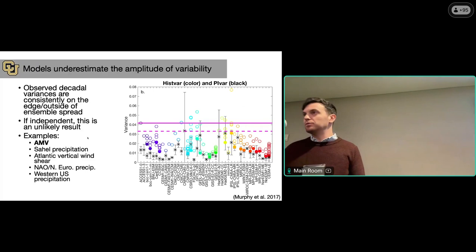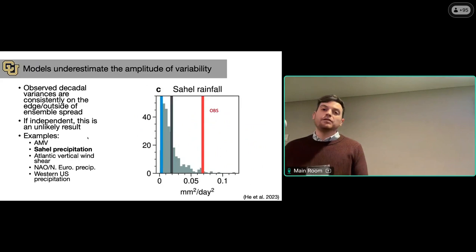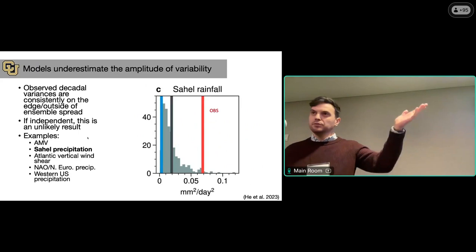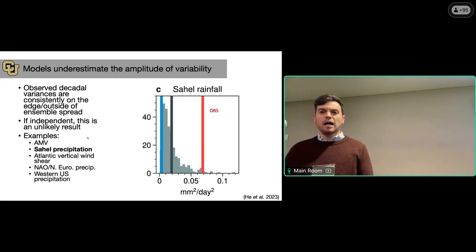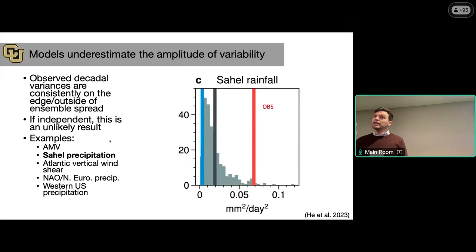So we're saying it's unlikely that observations are in this ensemble spread. But that's just one index. You can probably guess that for some of the AMV variances, we're going to get a similar story. This is from some work by Chang Fei, who's here. The distribution from CMIP5 and 6 large ensembles is in gray, and observations are in red. Again, we see that the observations are towards the edge of what models can produce.